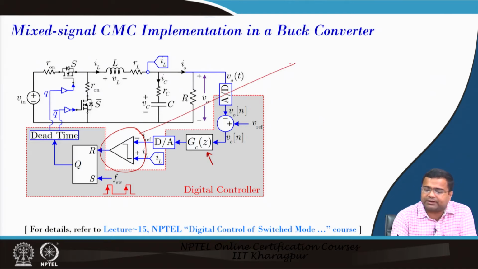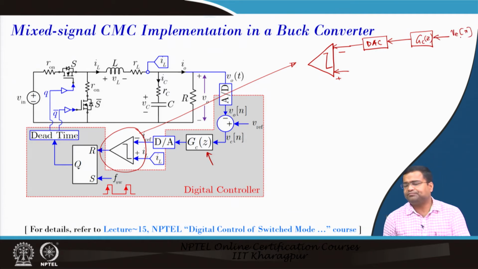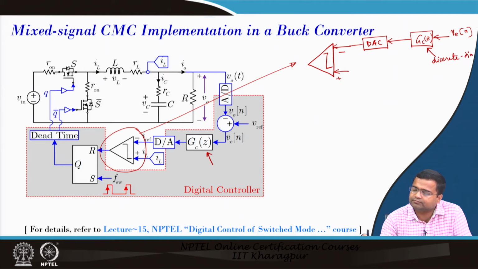If we take this out here, that means we have this comparator, and this comparator's negative terminal and positive terminal. The negative terminal is coming out from the DAC, and what is the DAC input? It is our controller GCZ, and the input is our error voltage in the discrete domain. And what is this controller? We have discussed, this is a discrete time PI controller.